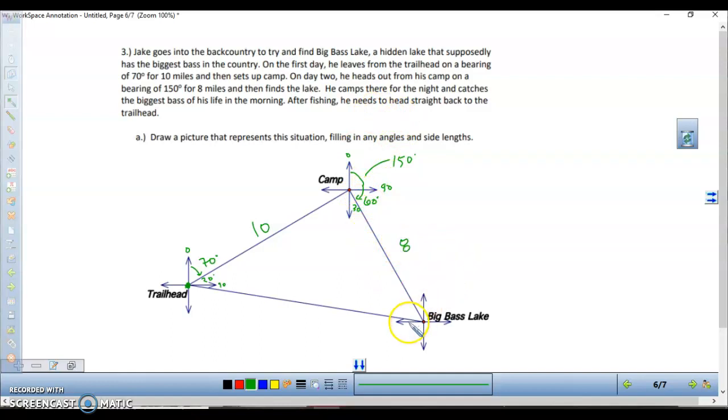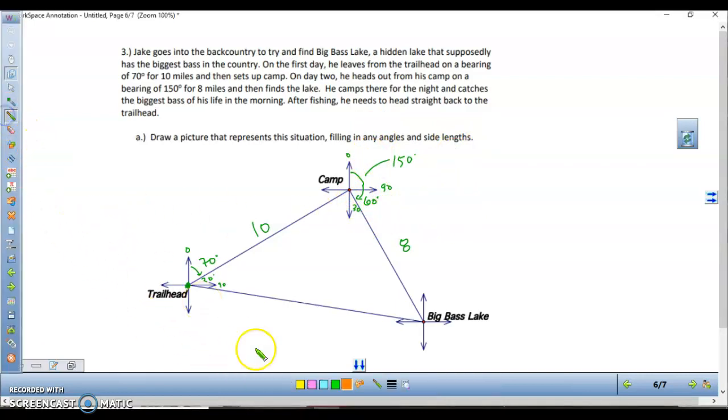Then he finds the lake. He camps there for the night and catches the biggest bass of his life. Let's see. After fishing, he needs to head straight back to the trailhead. Draw a picture that represents the situation, filling in any angles and sides. All right, so here's what I know.